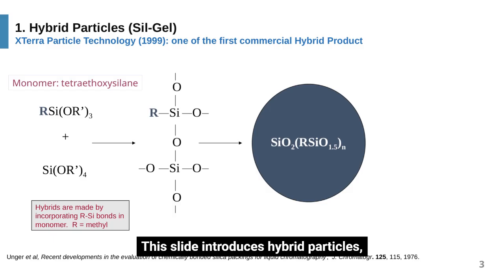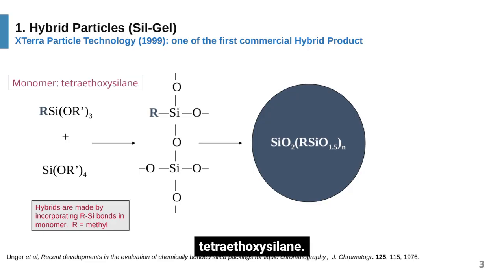This slide introduces hybrid particles, also known as silgel. These are made by incorporating RC bonds in the monomer, where R equals methyl. The slide shows the chemical structure of a hybrid particle. XTerra particle technology, 1999, is noted as one of the first commercial hybrid products, using the monomer tetraethoxysilane.